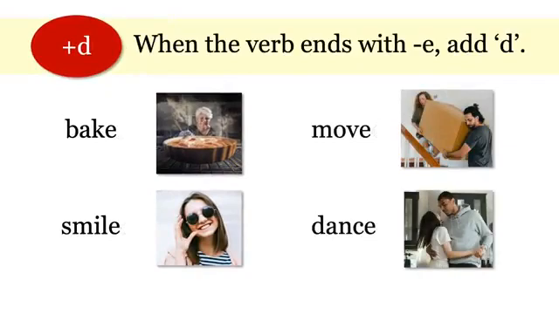When the verb ends with e, add d. You don't need to add an extra ed, just d. So bake becomes baked. Smile becomes smiled. Add a d to move to get moved. And add just a d to dance to get danced.